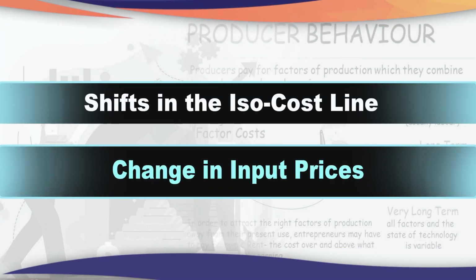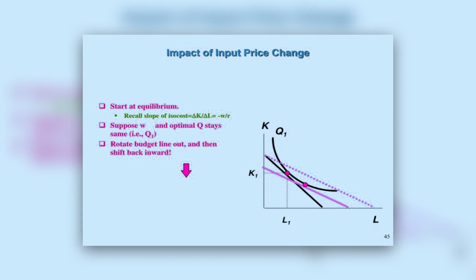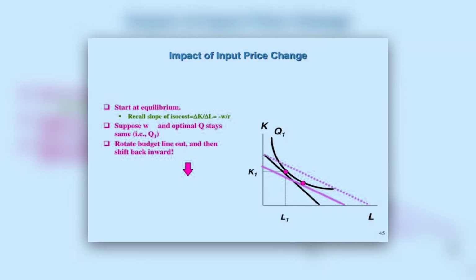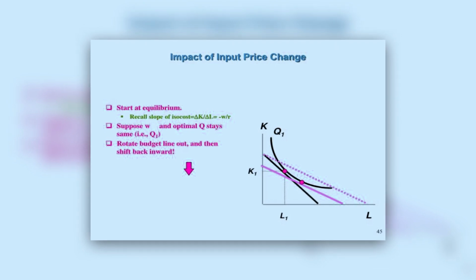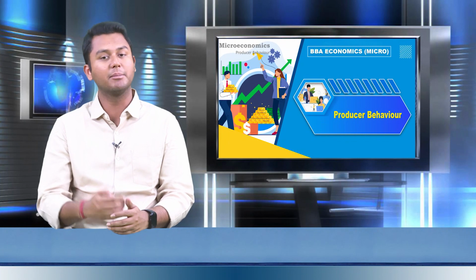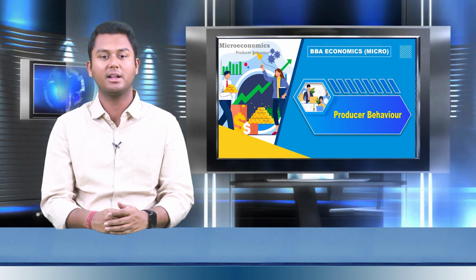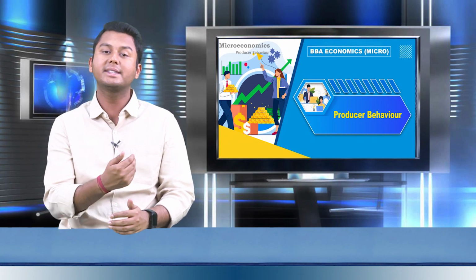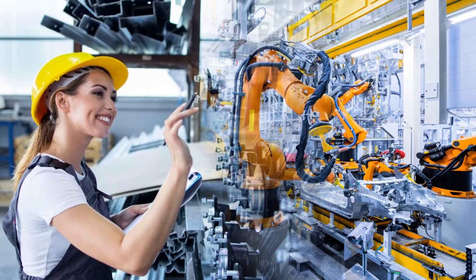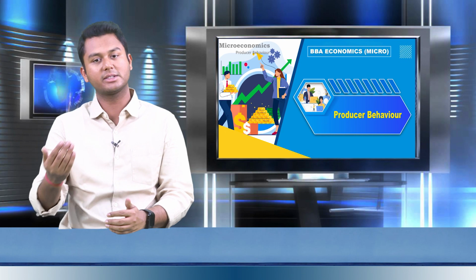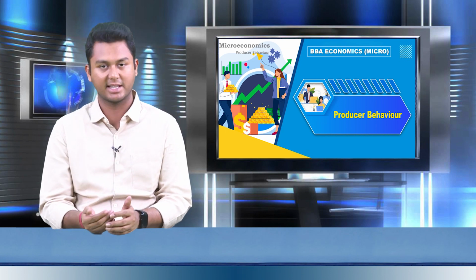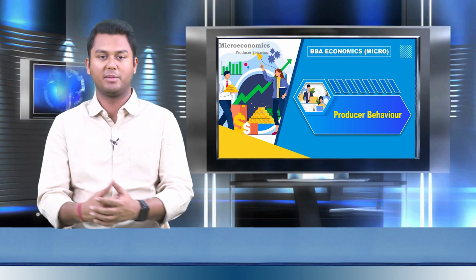Second is, as we have seen, change in input prices. So, if the price of labor or capital changes, the slope of the isocost line will adjust, reflecting the new cost trade-offs. For example, if wages increase but machinery prices remain constant, firms may shift towards capital intensive production, that is, more machines and fewer workers. If machine costs increase, firms may shift towards labor intensive production, which requires more workers and fewer machines.